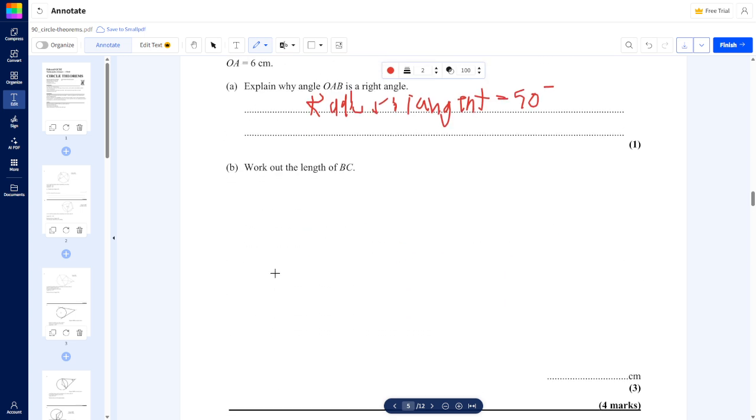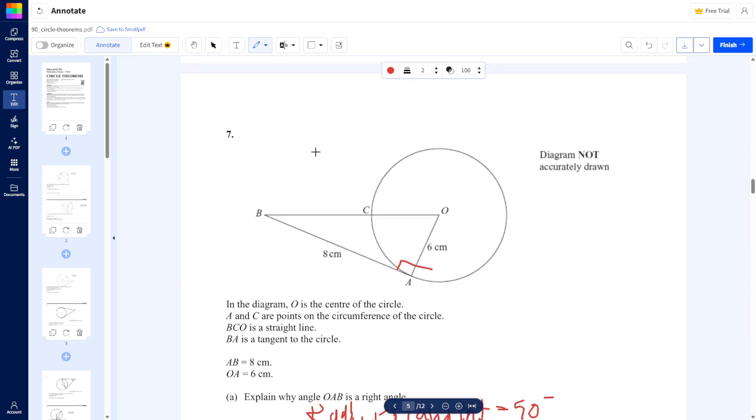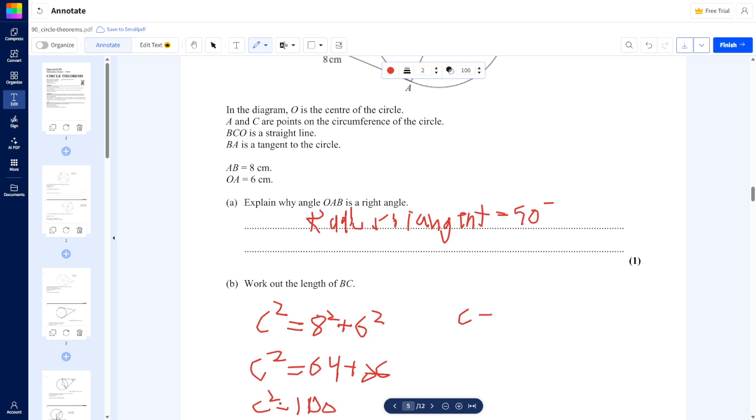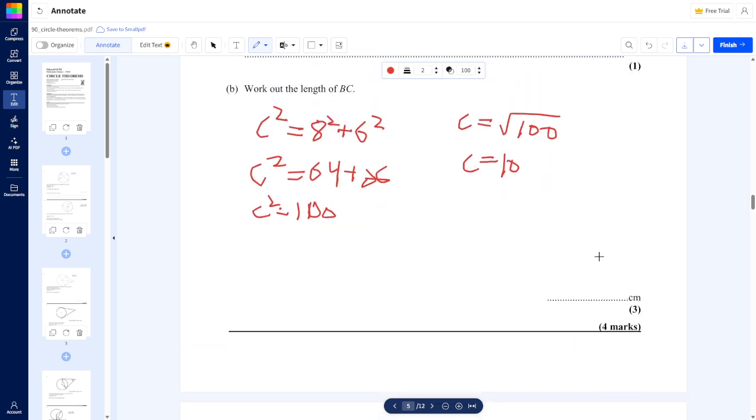Here you would use Pythagoras' theorem. If we put BC as c, because a squared plus b squared equals c squared, you have c squared equals 8 squared plus 6 squared, and you get c squared equals 64 plus 36. C squared equals 100. Then we square root both sides to get c equals 10. So BC is 10 centimeters.